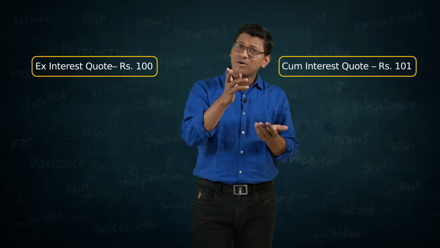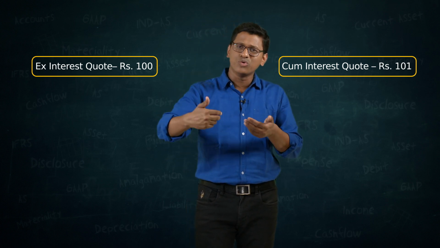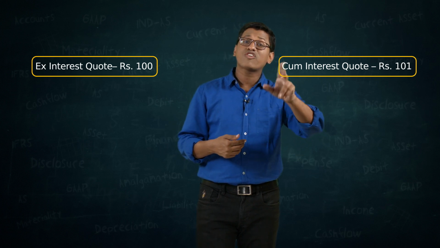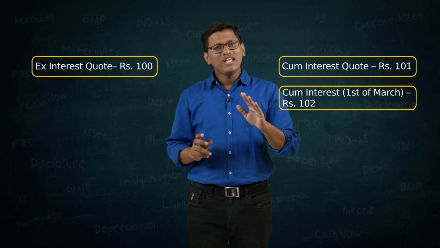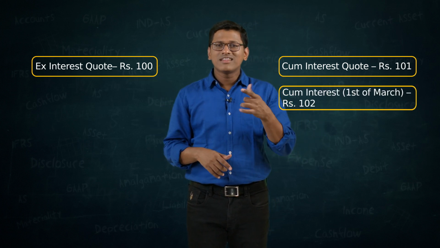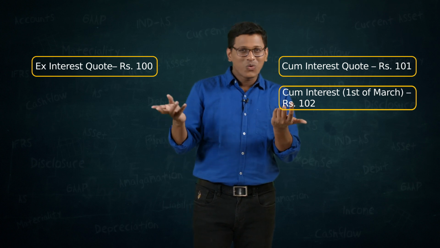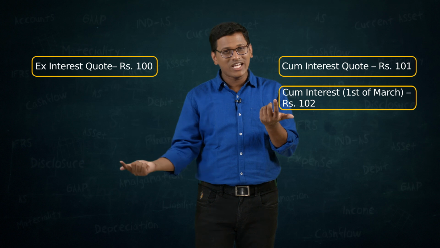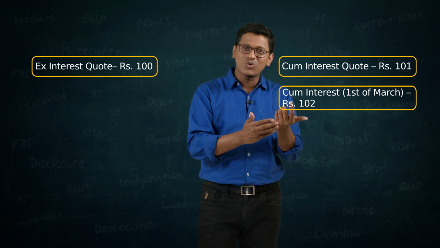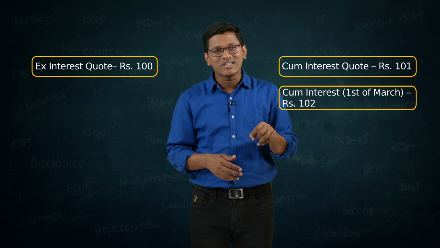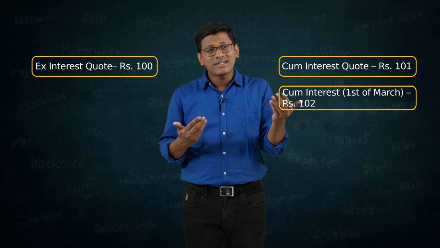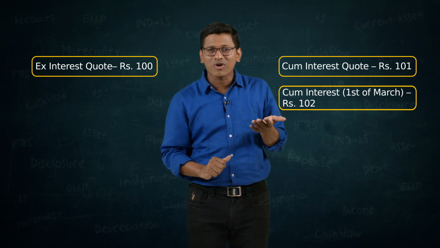Imagine the sale happened to you, means you purchased on 1st of March. Then if your friend should not make any profit, what is the price at which your friend should sell to you? Think about it. 1 rupee for January, 1 rupee for February, 2 rupees you add to 100, 102 rupees probably would be a cum interest price if your friend should not make any profit on that sale to you.